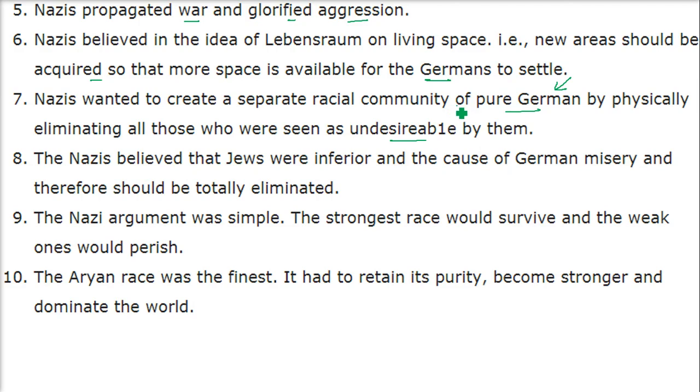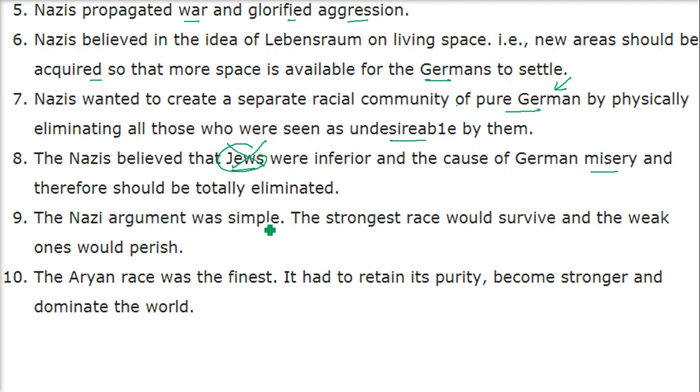Even some Germans, those who are not mentally or physically fit, who have some problem, were also undesirable. Nazis believed that Jews were inferior and the main cause of misery. That is, Jews needed to be totally eliminated.